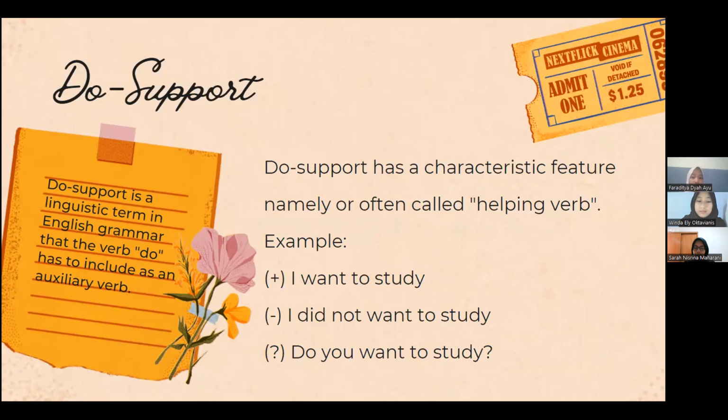I want to study. This is the positive statement. As you can see, the positive statement only has one verb, want. And look at the negative statement: I did not want to study. It has an additional verb, do. The question also adds 'do' support: Do you want to study? The verb do and study are separated at the end of the sentence.